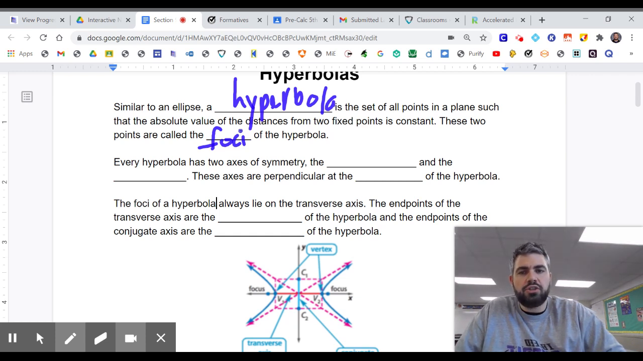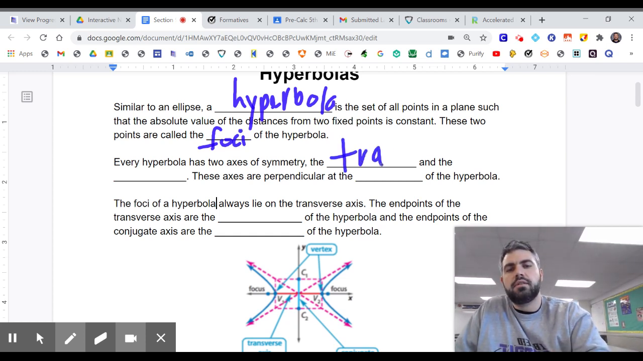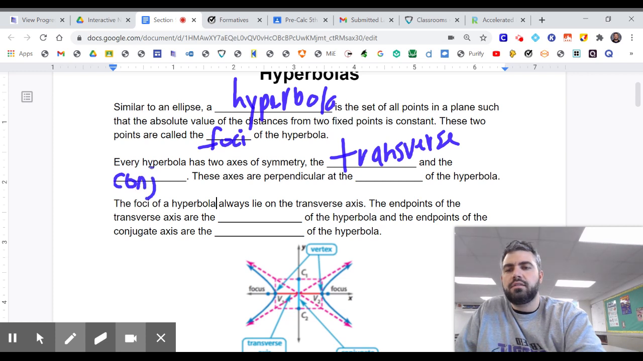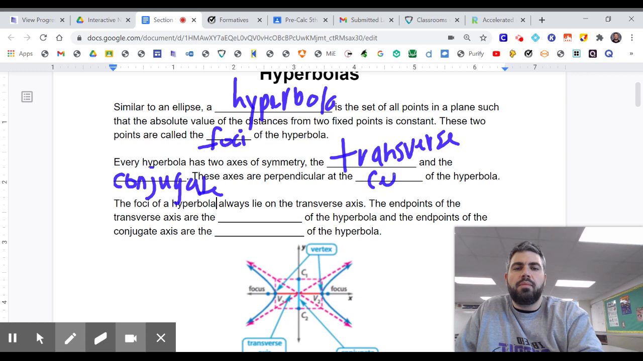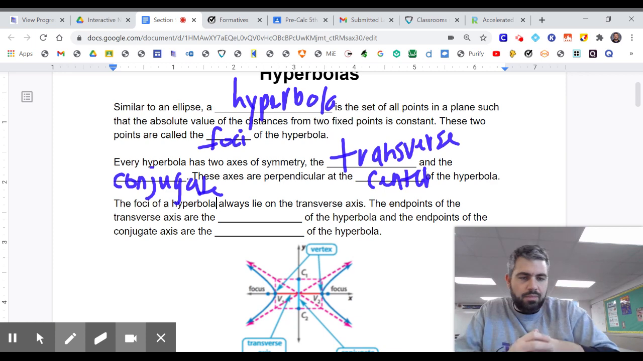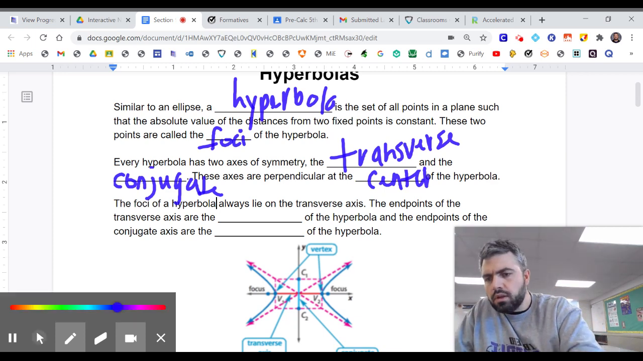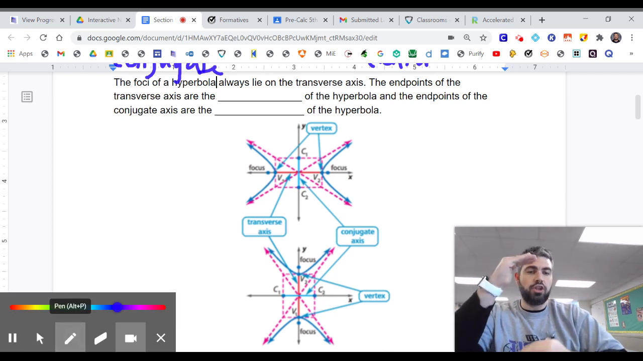Okay, so every hyperbola has two axes of symmetry. There's the transverse axis, and there's also the conjugate axis. These axes are perpendicular at the center of the hyperbola. So there is going to be a center, but it's like there's a point, but not really. And the foci always lie on the transverse axis, the longer of the two.